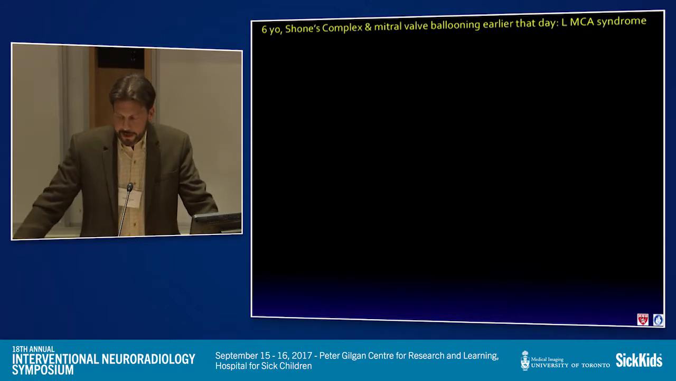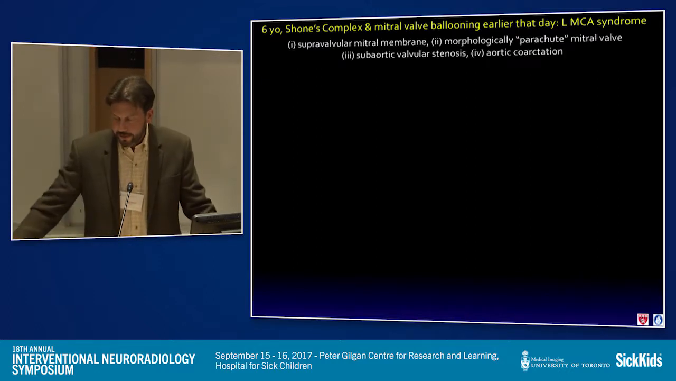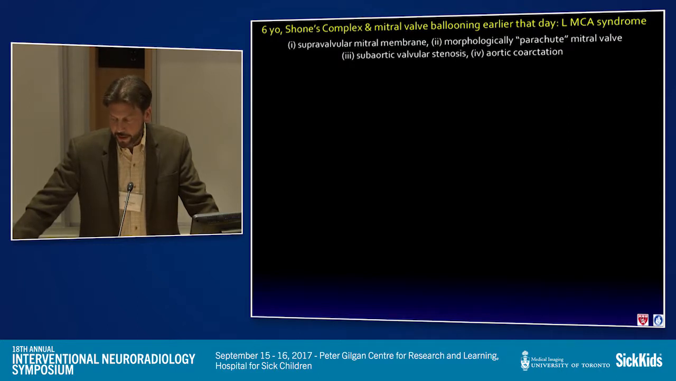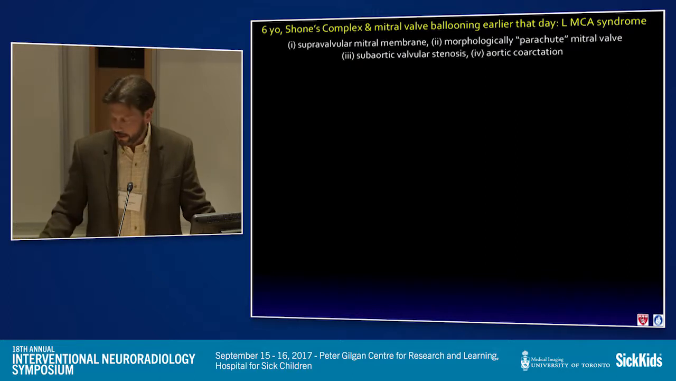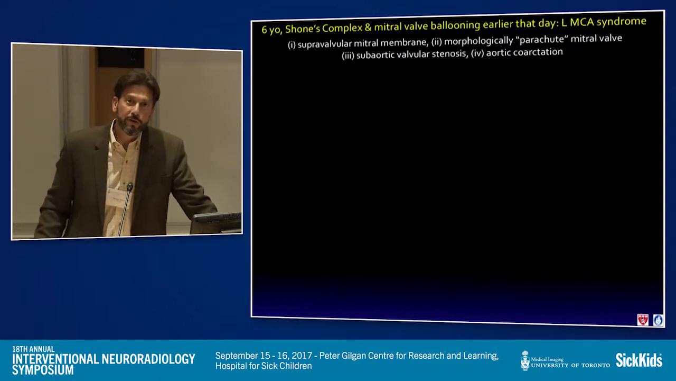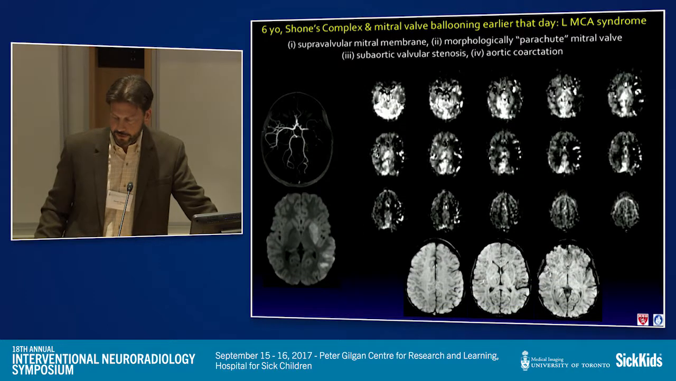So this was a child, 6-year-old with Schoen's complex. Does anyone know what Schoen's complex is? I did not. Schoen's complex is this constellation of 4 entities: supravalvular mitral membrane, a morphologically parachute mitral valve, subaortic valvular stenosis, and aortic coarctation, very difficult to manage in the ICU. And this child had a mitral valve ballooning earlier that day and presented with a left MCA syndrome in the cardiac ICU. So here's the scan.